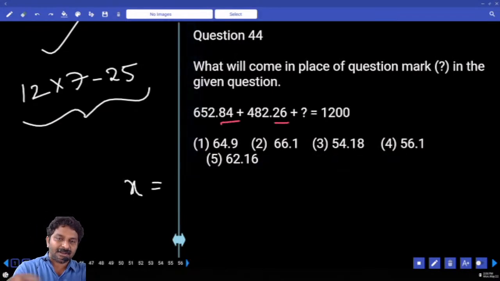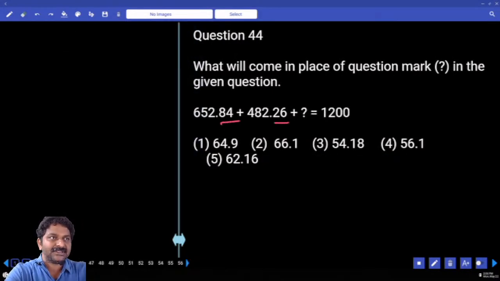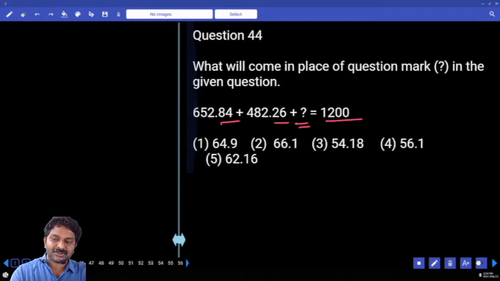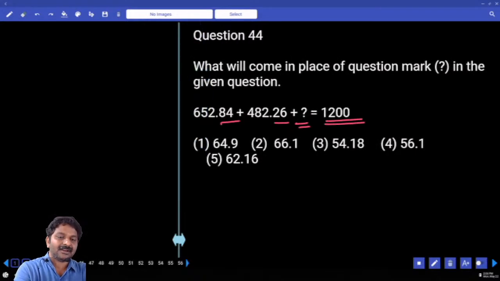Number after decimal 0.84, 0.26. 0.10. To that you need to add something else and it should become an integer. What must be added to 0.1 to make it an integer? Point how many?